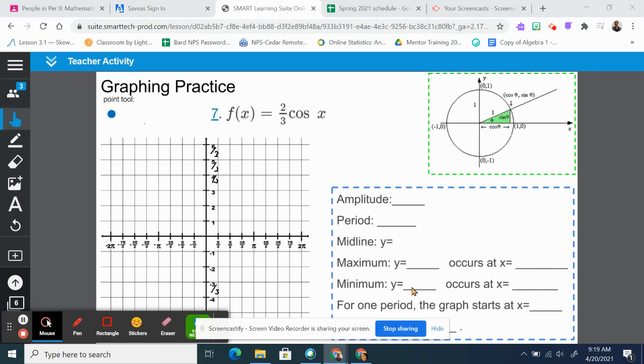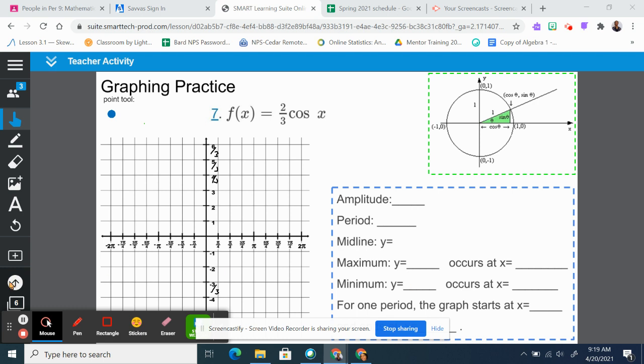In this video, I'm going to go over how to graph a trigonometric function and how to identify some of the key features in that function using the equation and also using the graph. So we're going to begin by graphing f of x equals 2/3 cosine of x.